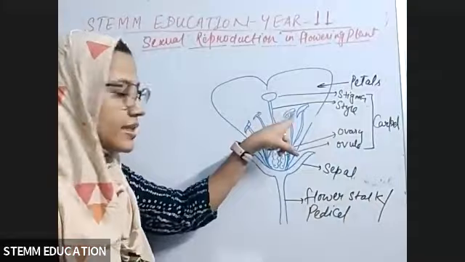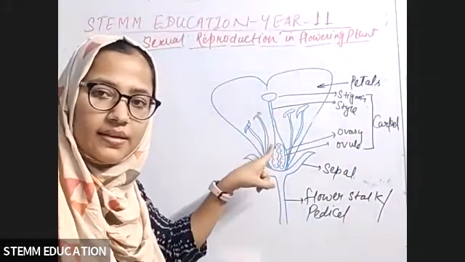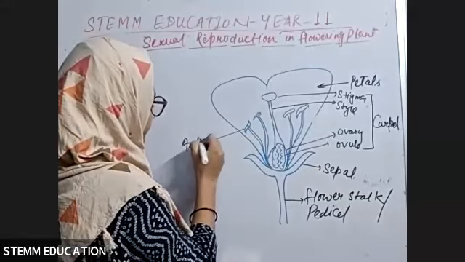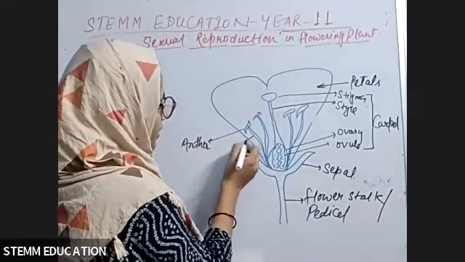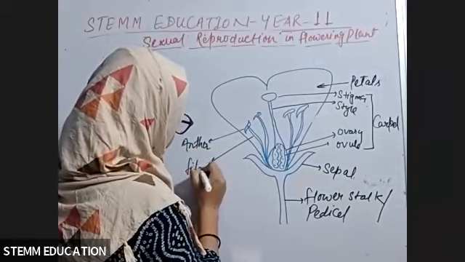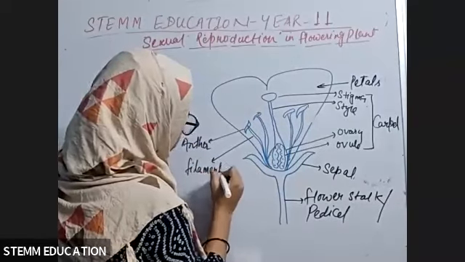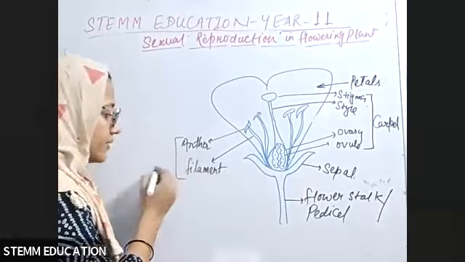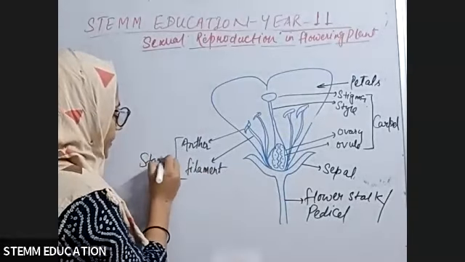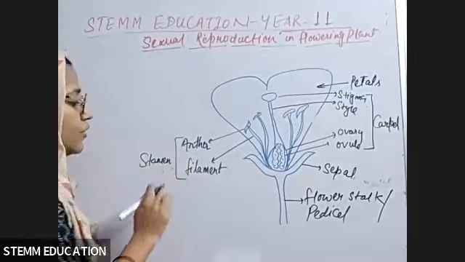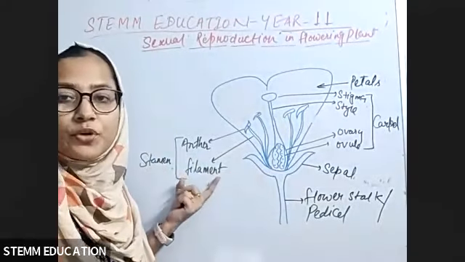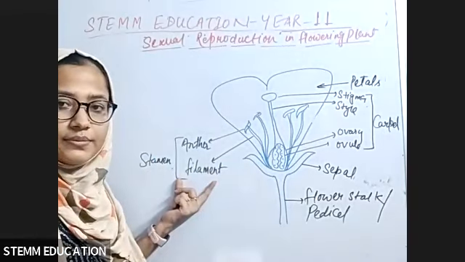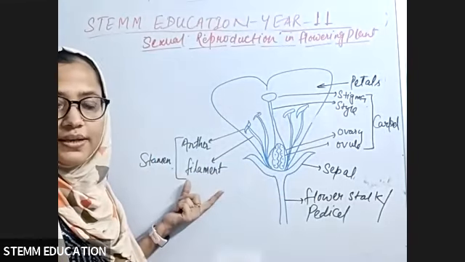Whereas this thin strand you can see here, this is the anther. This is known as filament. And collectively, we will call it stamen, which is the male reproductive part of the plant. All right? Clear? Any doubt till here?